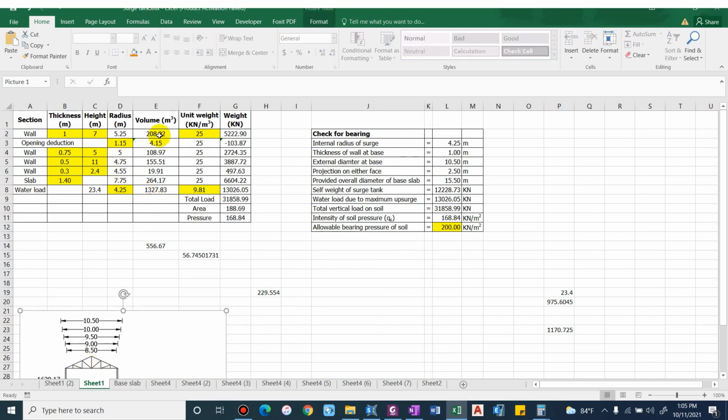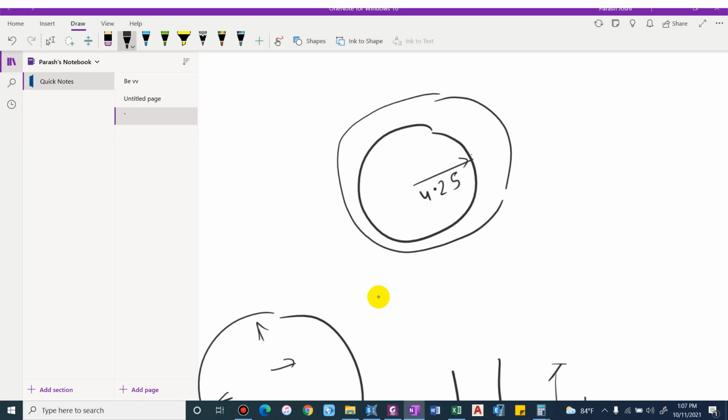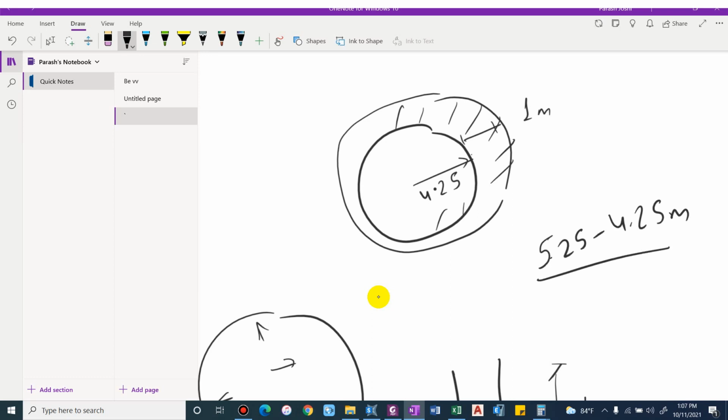How? 4.25 plus 1, because the internal radius is 4.25, and if the thickness of wall is 1 meter, then it will obviously be 5.25. Okay, let me show you here. So we have an inner radius of 4.25 meter, and the thickness of wall is 1 meter. So we are interested to find this volume only. So obviously we'll reduce 5.25 minus 4.25, that is 1.